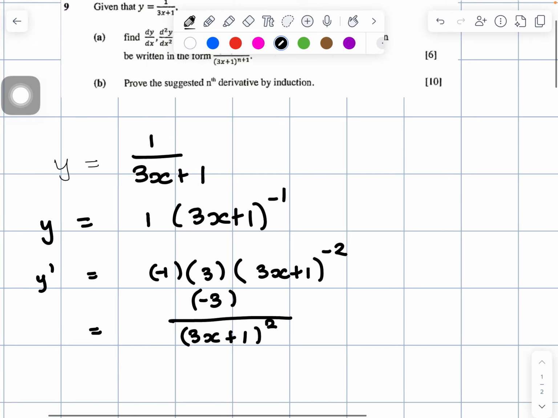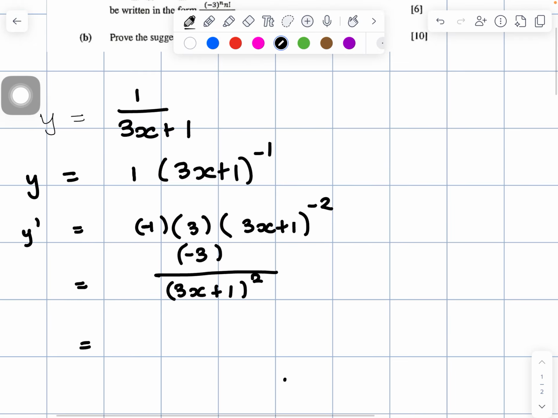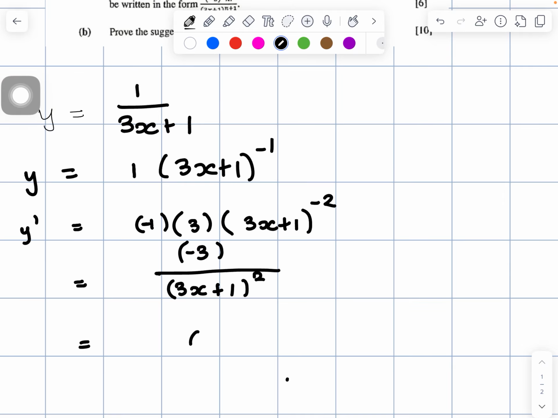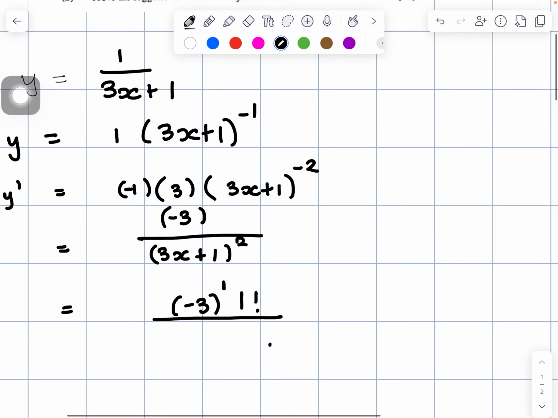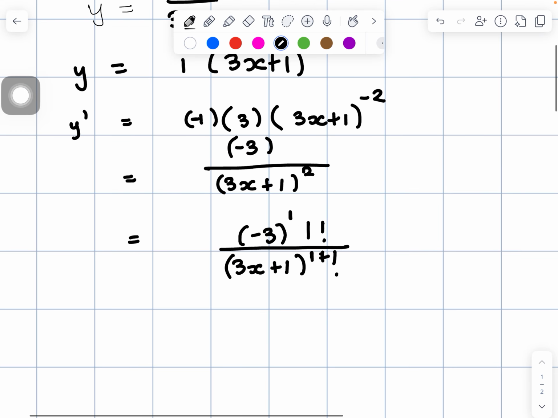Now I want to express it in the written form. So we have minus 3 to the power n. Minus 3 is the same as minus 3 to the power 1, then 1 factorial, so expressing it this way does not change the value of the given form, over 3x plus 1. Since n is 1 in this case, we separate 2 into 1 plus 1. So that's the first part. Now I want to continue to the next part.